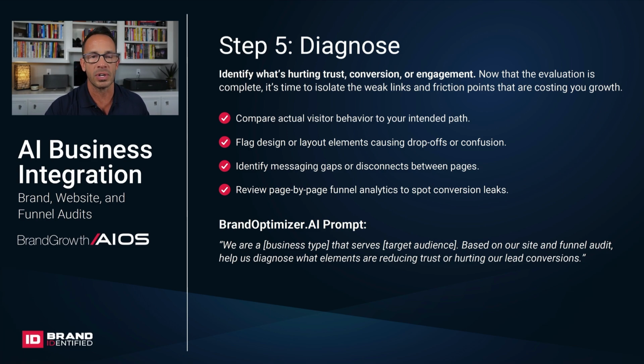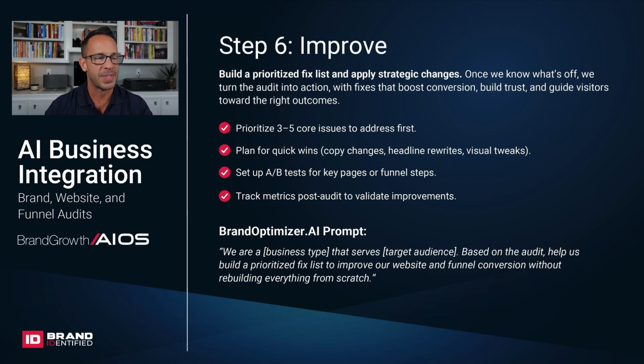Flag design or layout elements causing drop-offs or confusion, identify messaging gaps or disconnects between those pages, and then review page-by-page funnel analytics to spot conversion leaks. And then, just like all the other steps, I've given you a brandoptimizer.ai prompt to help you out with step number 5. And then finally, step number 6 here is to improve.